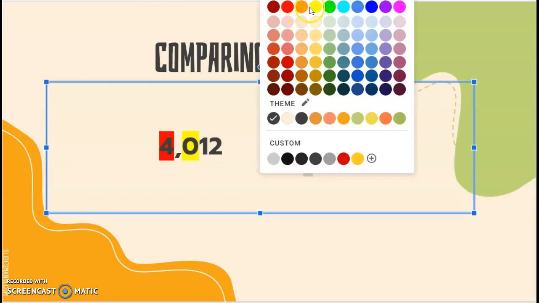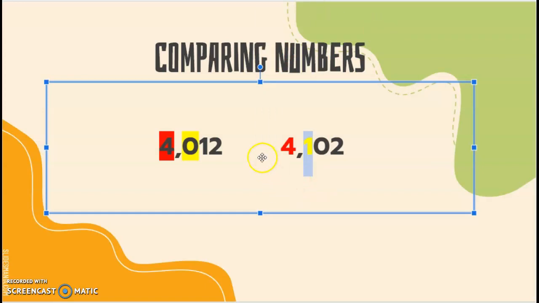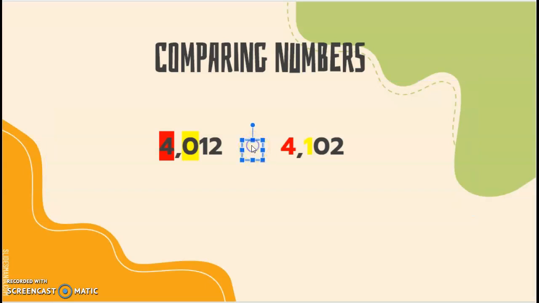So if we're looking at the hundreds place, we can see that the 0 in the hundreds place is less than the 1 in the hundreds place. So therefore we would need our less than symbol to compare the number 4012 to the number 4102, because 0 is less than 1.